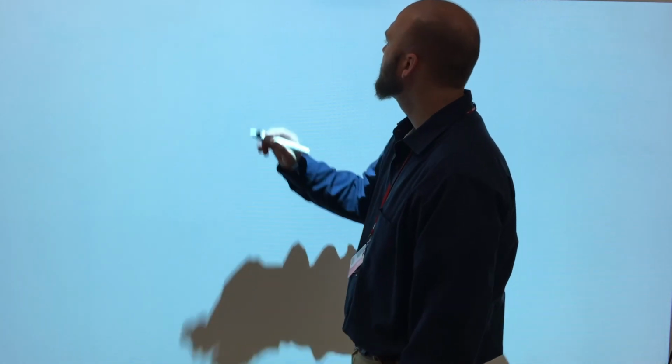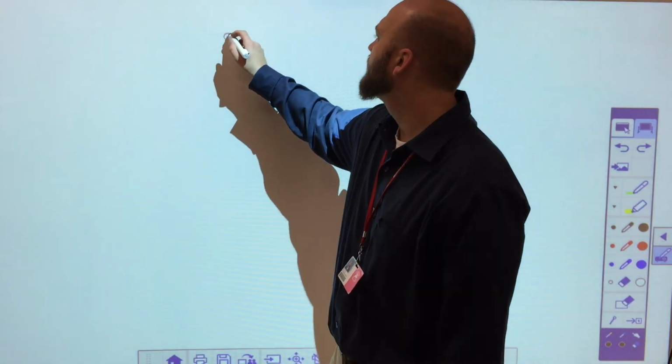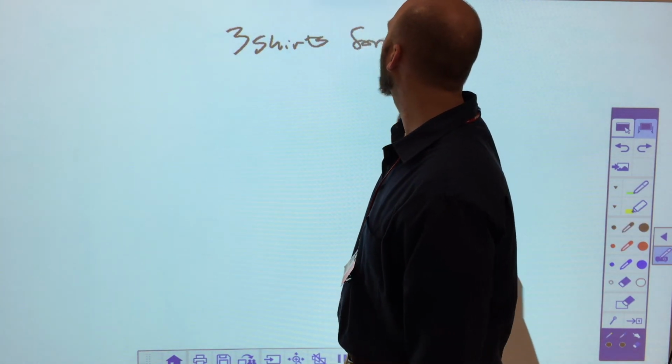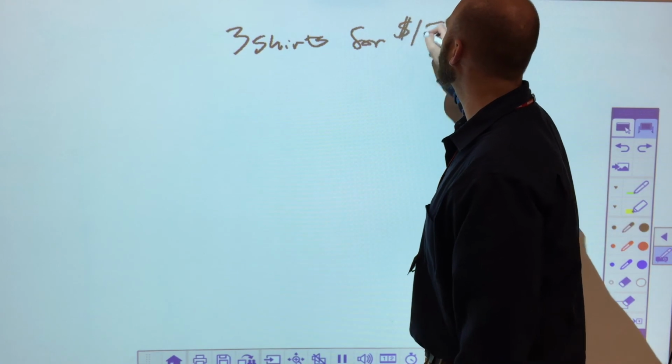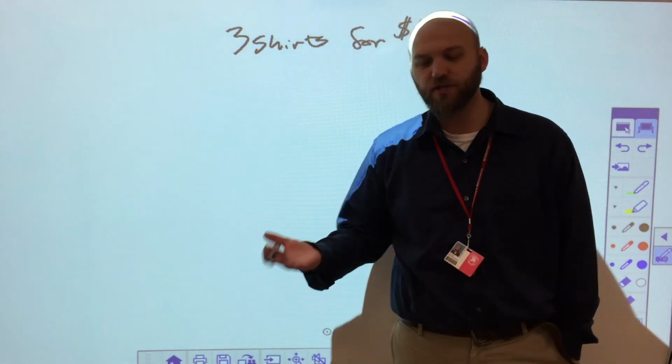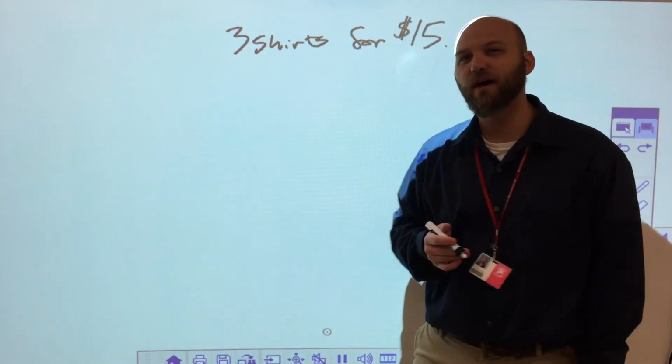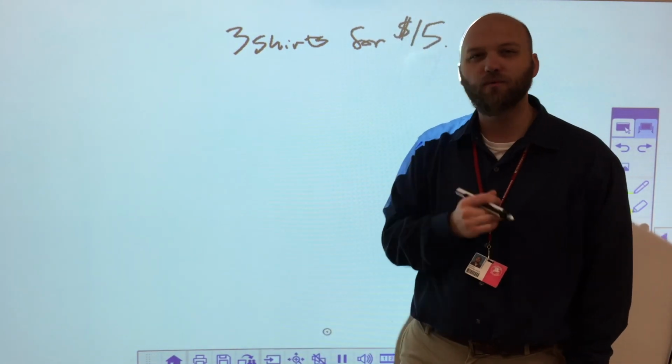Let's go back to our old standby of the shirts, right? So let's say I can buy 3 shirts for $15. Well, we know if we're buying 3 shirts for $15, my unit rate, 1 shirt would cost me $5. So I get a unit rate.